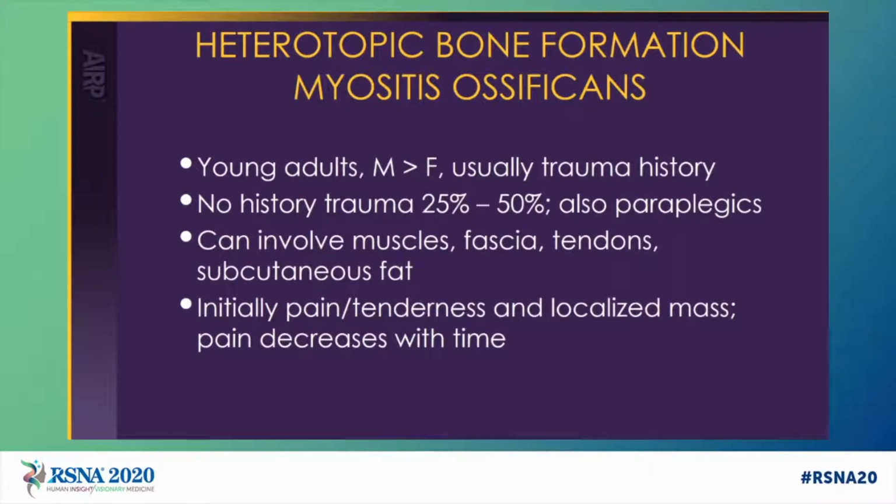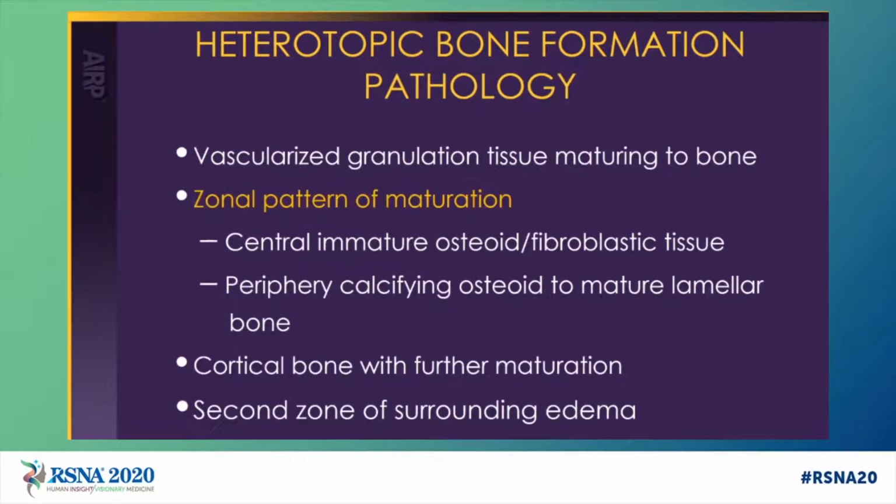Our next topic for discussion is heterotopic bone formation, or what many of you may refer to as myositis ossificans, usually seen in young adults with a history of trauma. Initially, there may be a mass with pain and tenderness clinically. If you understand the pathology of heterotopic bone formation, you will understand everything you can ever see as an imager.